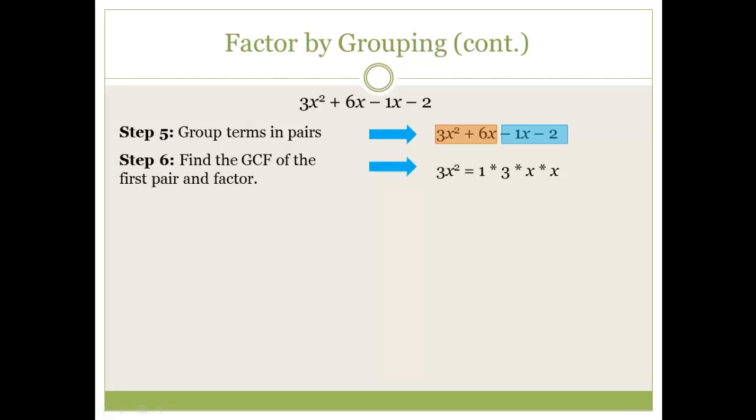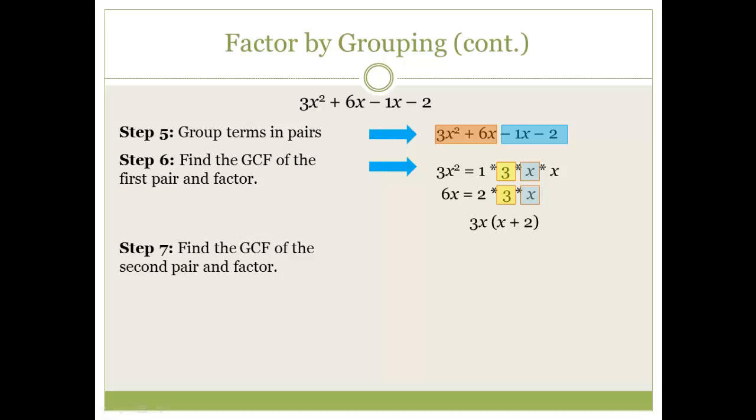Break the first term, 3x squared, into its factors, 1 times 3 times x times x. Break 6x into all its factors, 2 times 3 times x. Find the numbers they have in common. 3 is the only number they have in common. There is an x in common. Factor 3x out of the first pair, and you'll have 3x outside parentheses and x plus 2 in parentheses.